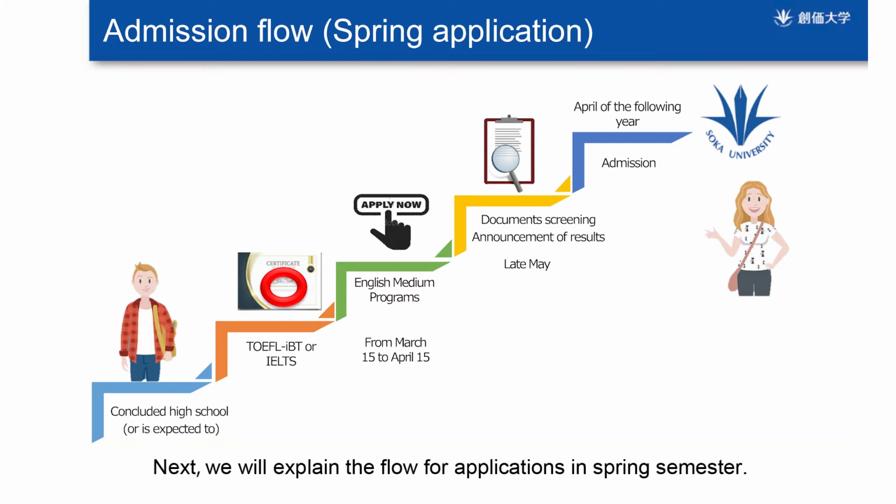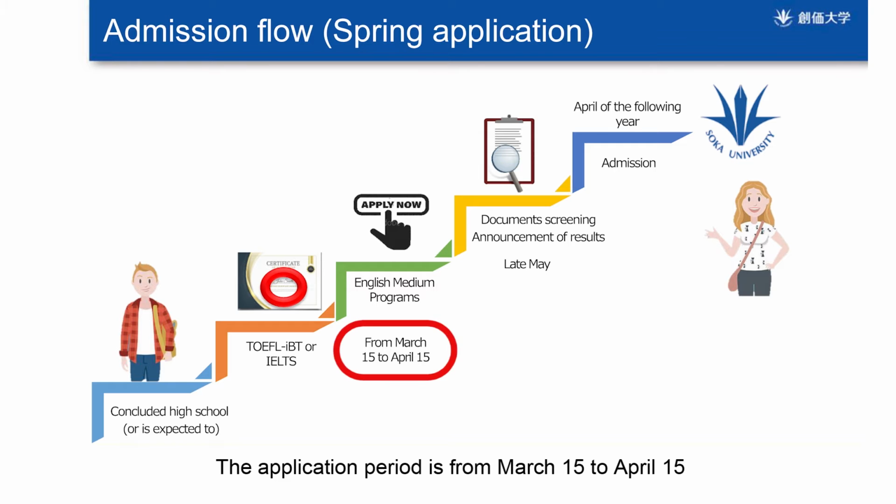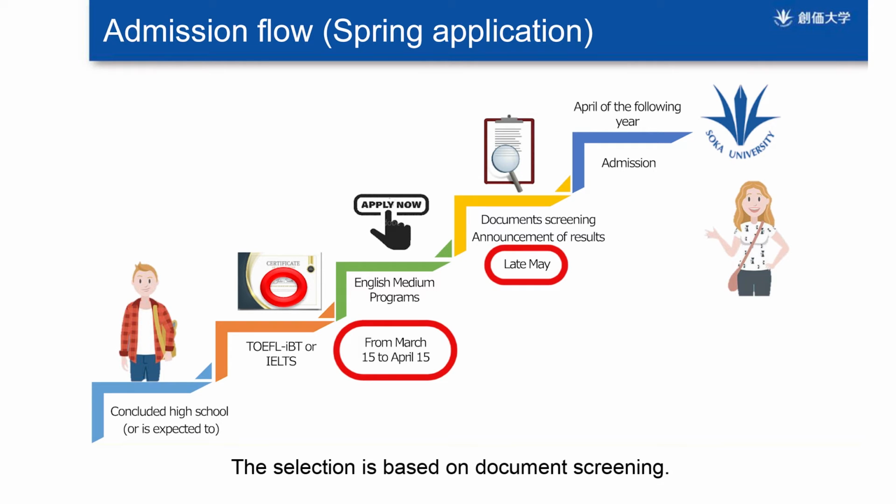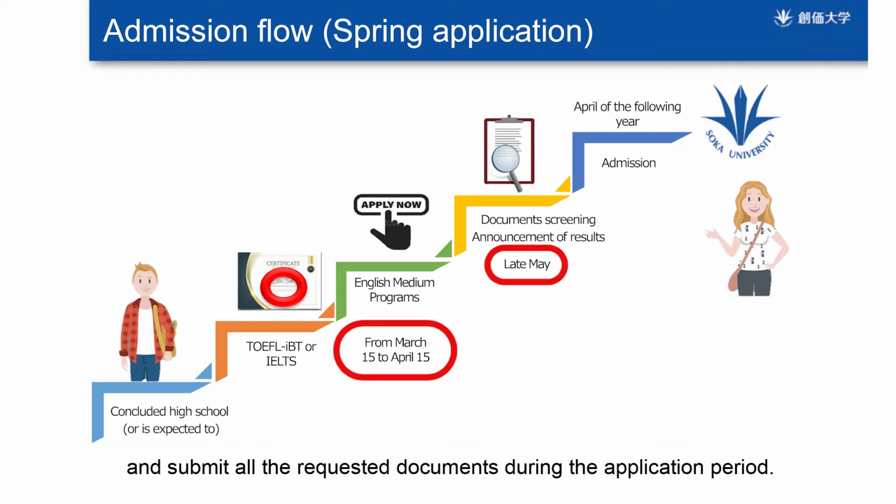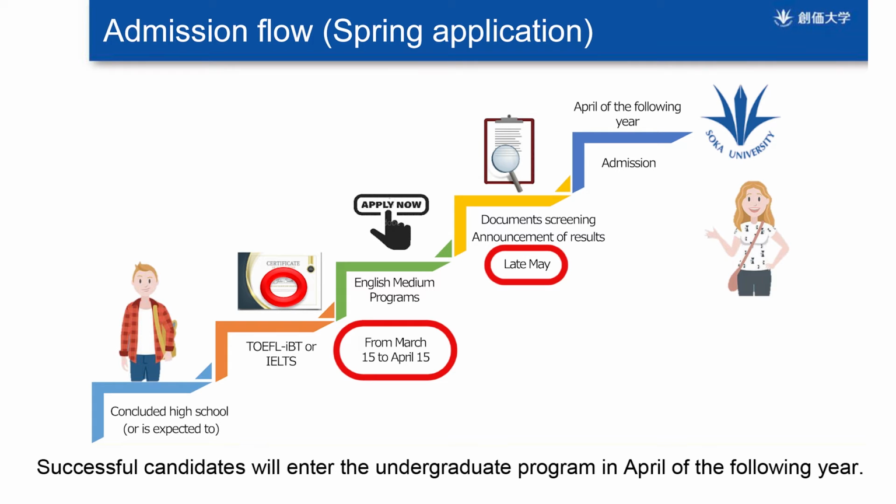Next, we will explain the flow for applications in spring semester. The application period is from March 15th to April 15th, and the results are announced in late May. The selection is based on document screening. Read the application guidelines carefully and submit all the requested documents during the application period. Successful candidates will enter the undergraduate program in April of the following year.